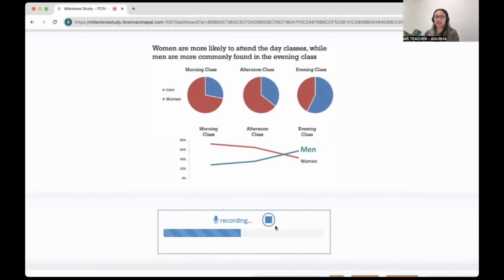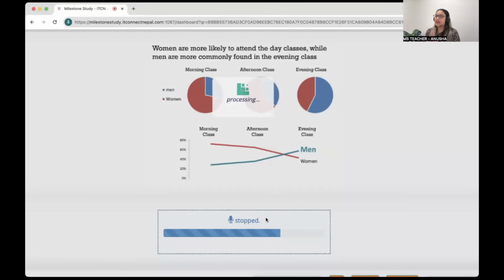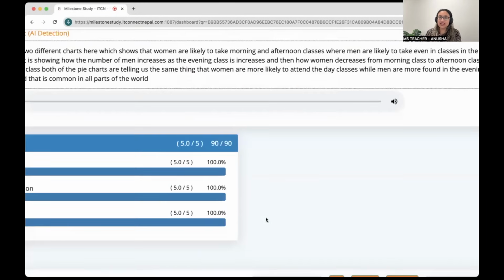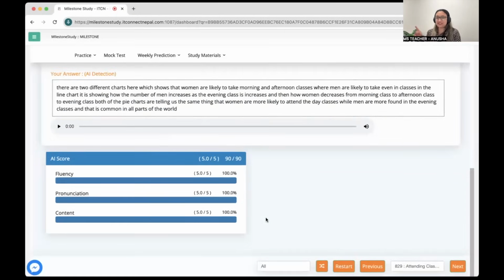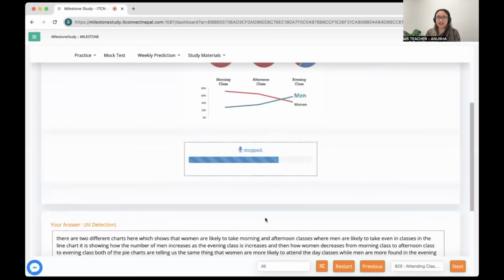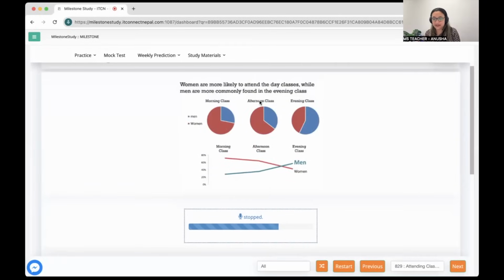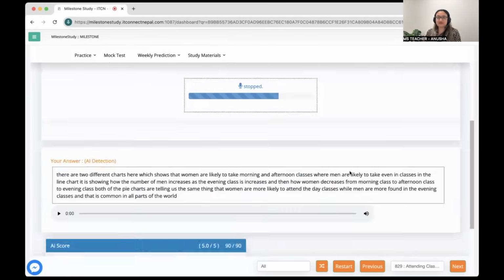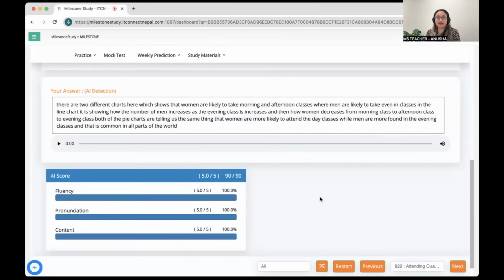Both of the pie charts are telling us the same thing, that women are more likely to attend the day classes while men are more found in the evening classes, and that is common in all parts of the world. Okay, now I know that I said all parts of the world without that being on the image. There is no country or world mentioned here. That's just me. I just like to make things up when I tend to hesitate.